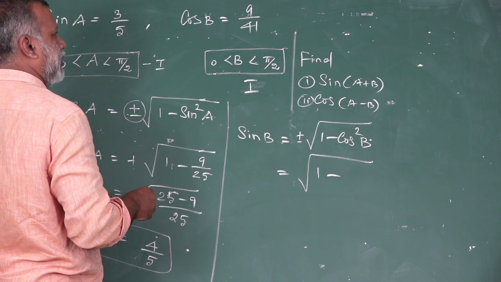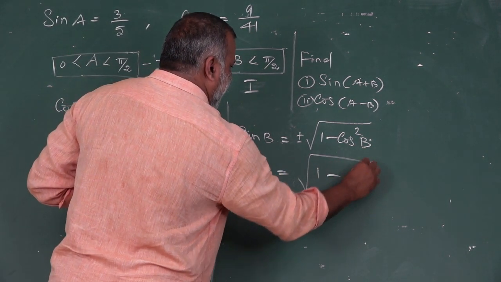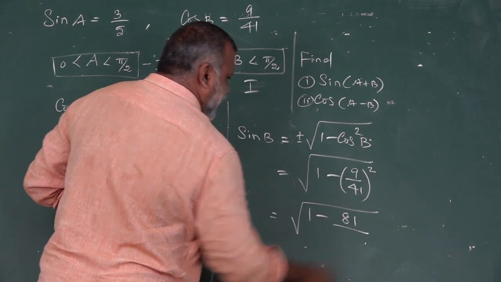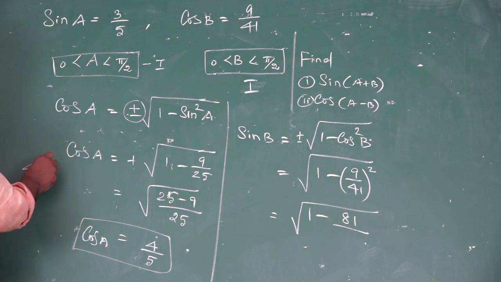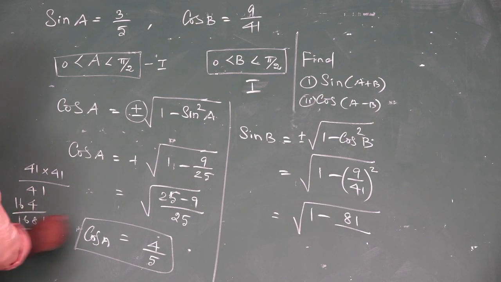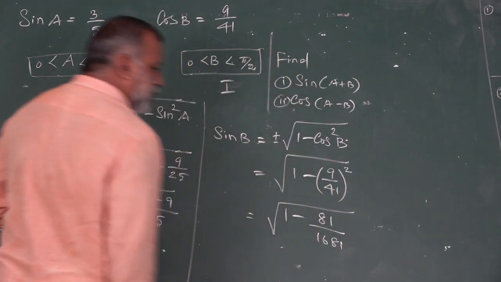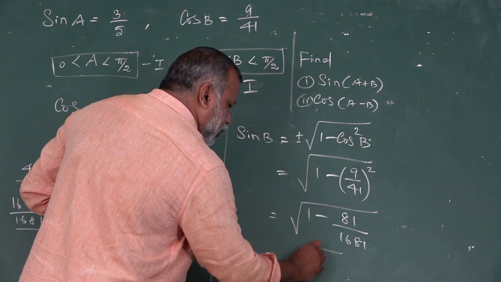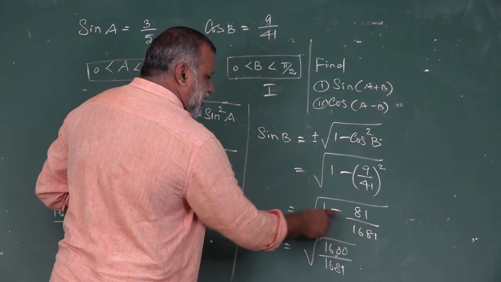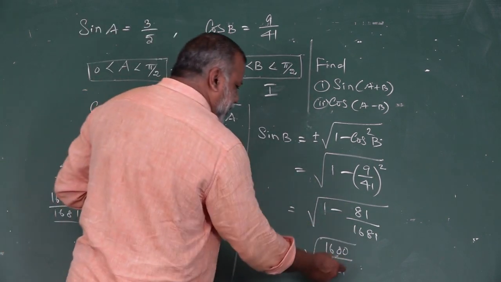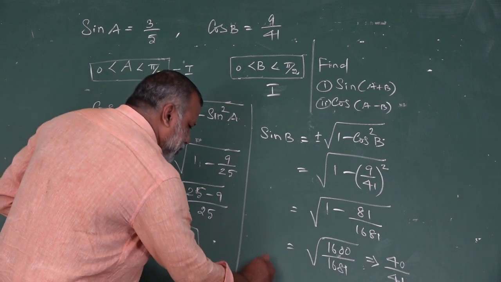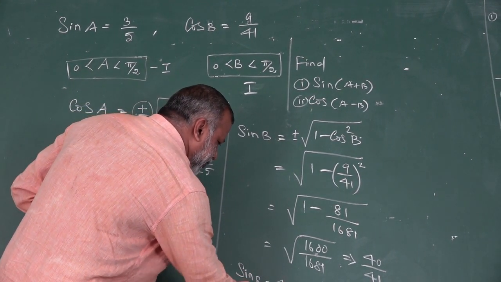See here, cos B equals 9 by 41. So we have to square this value, 9 by 41 whole squared. That means root of 1 minus 9 squared, we get 81 divided by 41 squared. That means 41 multiplied by 41, you get 1681. Now taking LCM, we get square root of 1600 divided by 1681. Take LCM and subtract 81: 1681 minus 81 means 1600 divided by 1681. We get 40 divided by 41. So sin B equals 40 divided by 41.